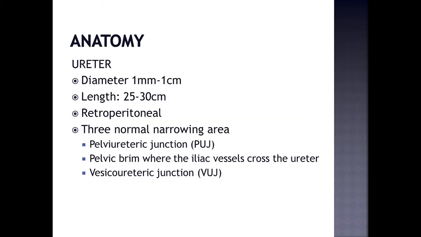The ureter has a diameter of about 1 millimeter to 1 centimeter. The length is about 25 to 30 centimeters. Again, ureters are retroperitoneal, and there are three normal constrictions of the ureter. These are at the pelvic-ureteric junction, then the pelvic brim where the iliac vessels cross the ureter, and finally at the vesico-ureteric junction.